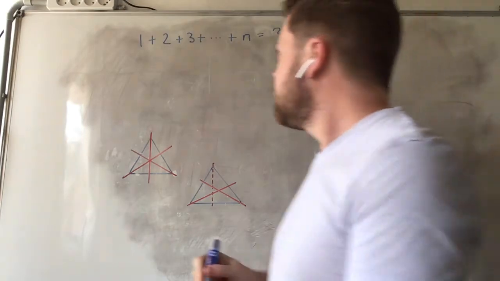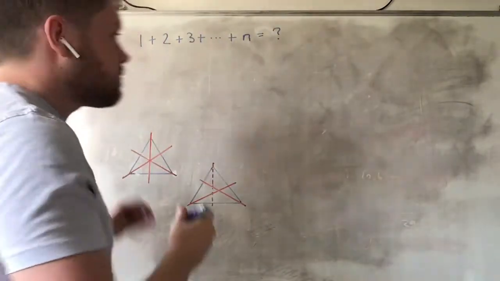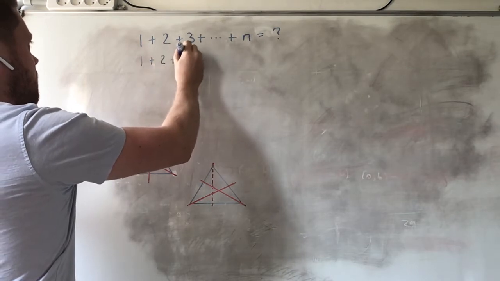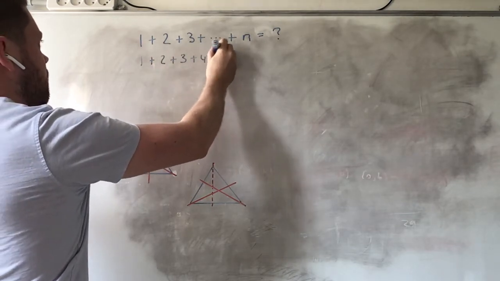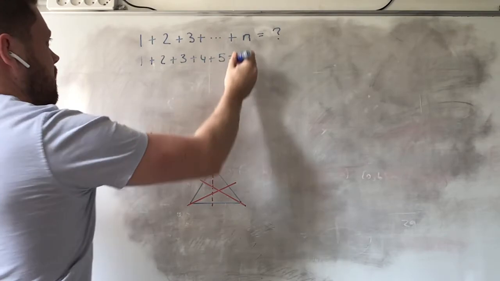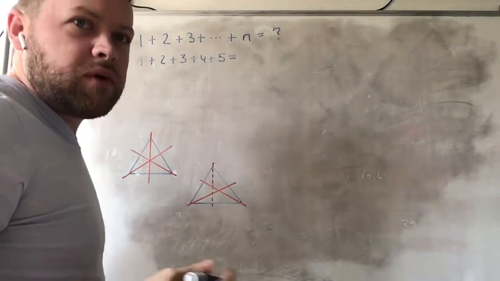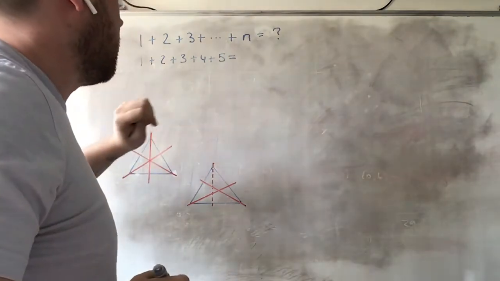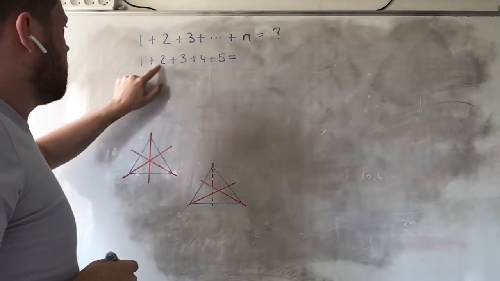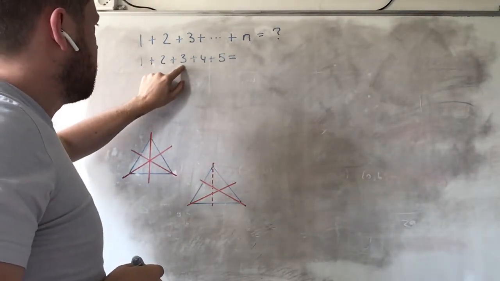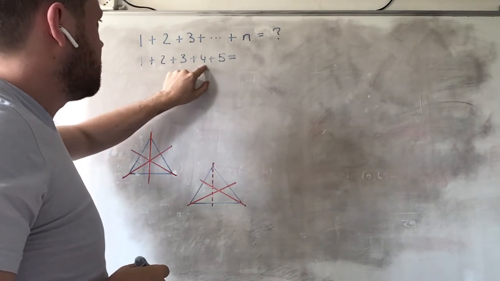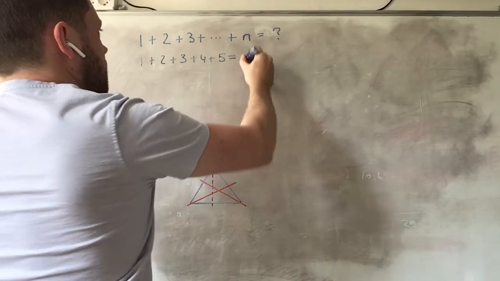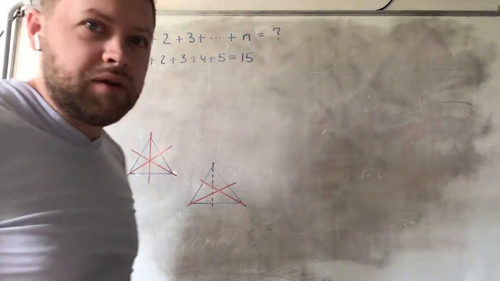So in the beginning, you might ask yourself, how would I calculate 1 plus 2 plus 3 plus 4 plus 5, say? And this is something we can obviously easily calculate. You can just add the numbers or use a calculator. So 1 plus 2 is 3, 3 plus 3 is 6, 6 plus 4 is 10, 10 plus 5 is 15. So we know the answer is ultimately 15.